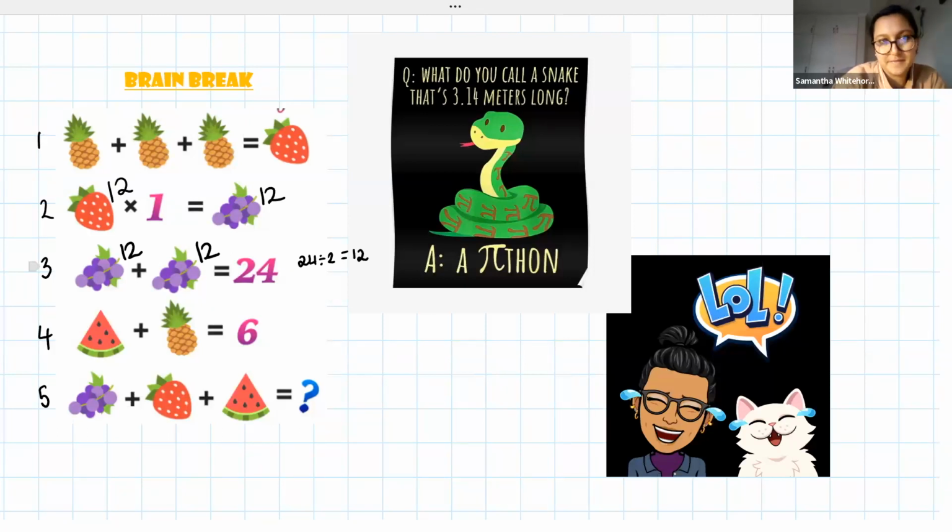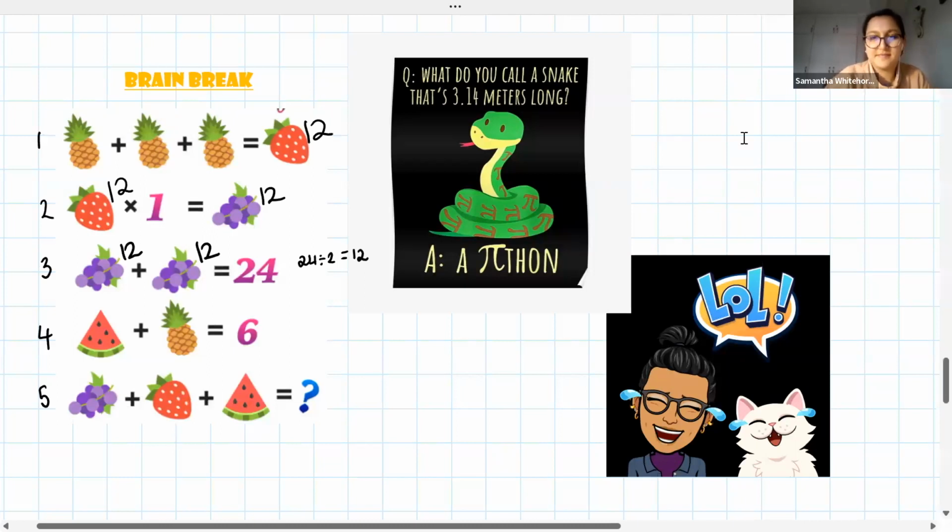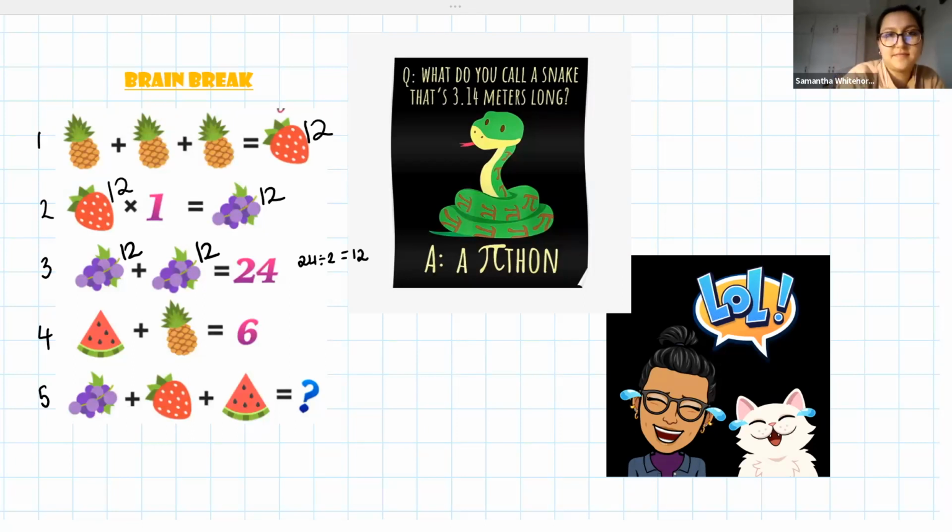And then now we work with number 1 because we have the answer for number 1, which will equal 12 as well because that's the strawberry. Then we have 3 pineapples. So we're going to take 12 divided by the 3 pineapples. And 12 divided by 3 will give you 4. So each pineapple will be 4. Good.